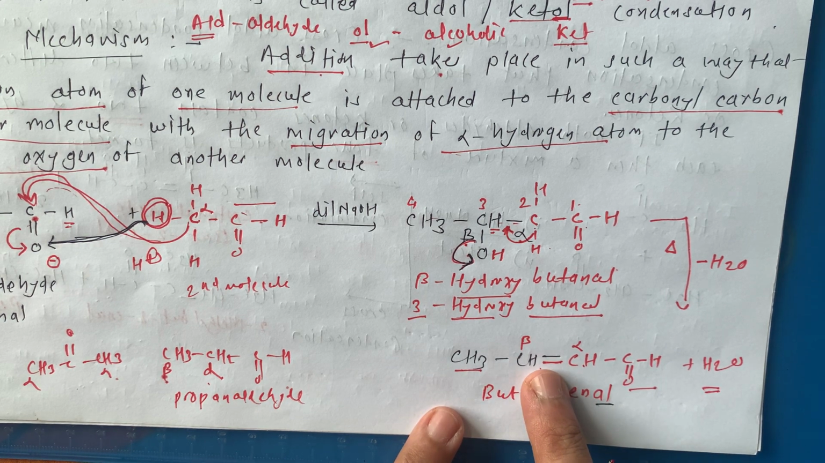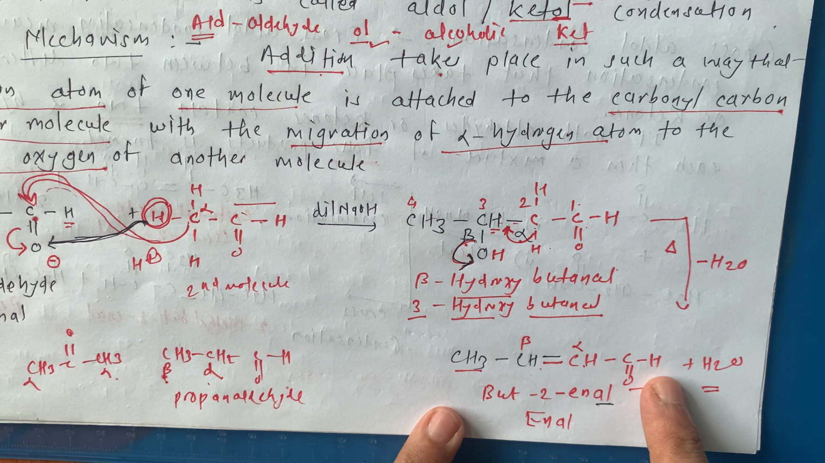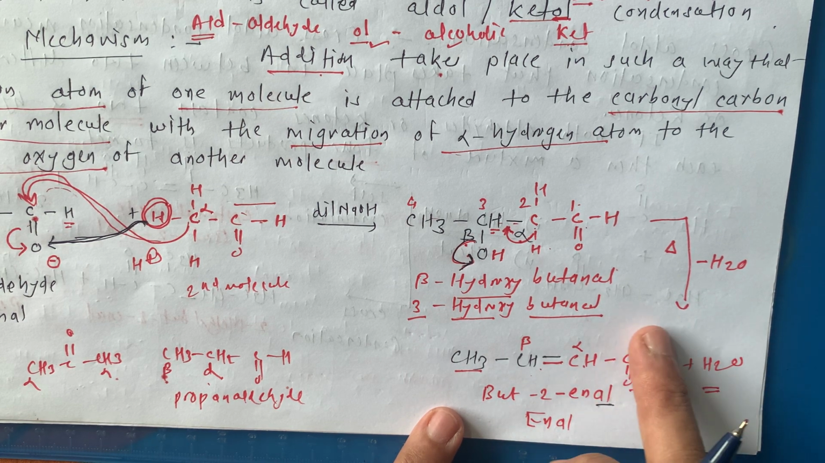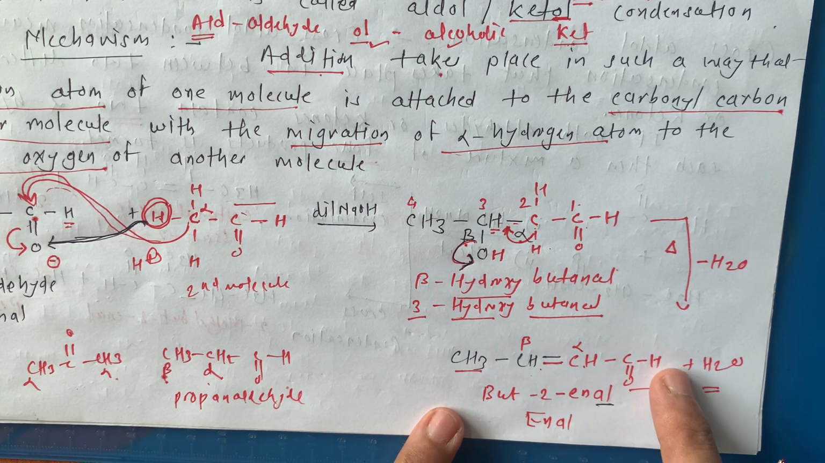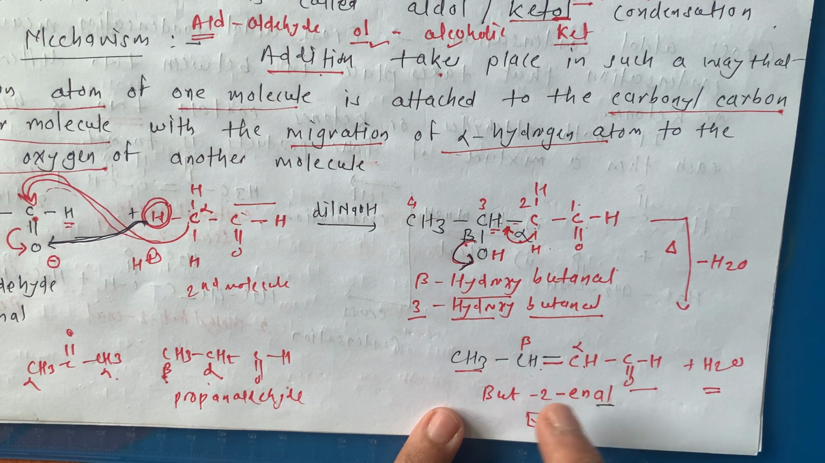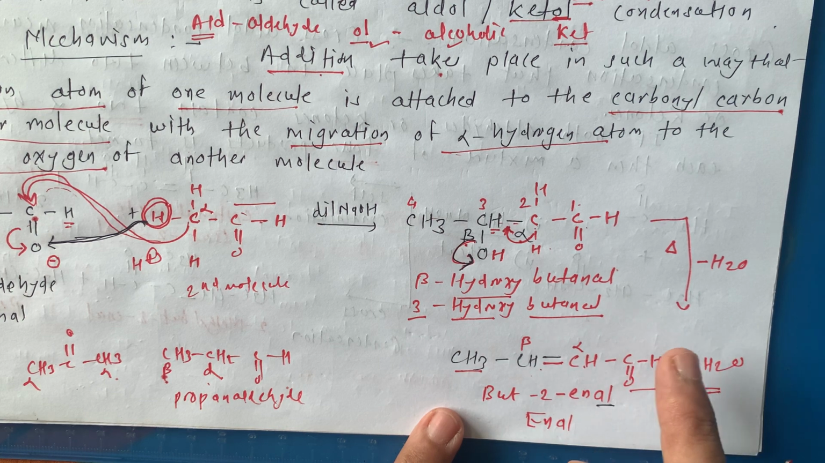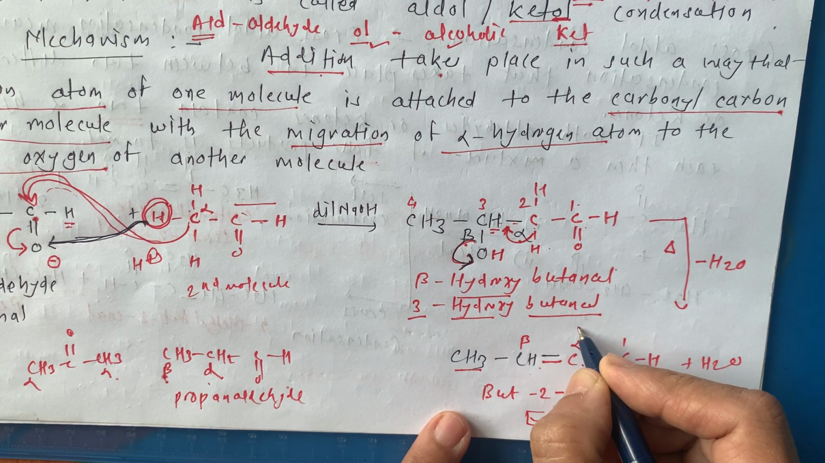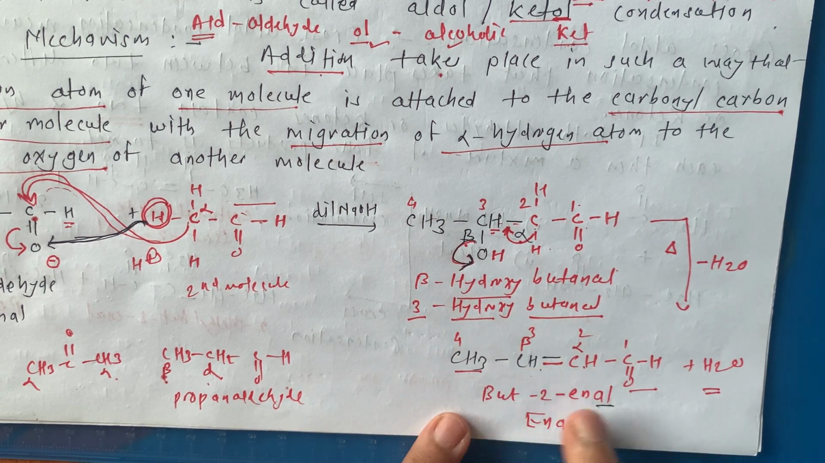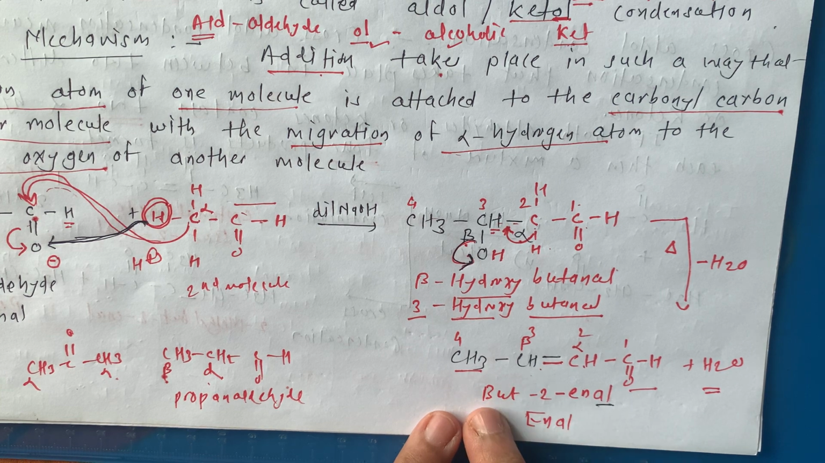Now we have to check what the structure is. In this compound there is a double bond as well as the aldehydic functional group. According to priority order, the aldehyde group has more priority than the double bond. So we write the aldehyde at the end, and treat this as a derivative of aldehyde, not a derivative of alkene. Remember this, because the aldehyde group has higher priority than the C double bond C. 1, 2, 3, 4: four carbons are there, so this is a derivative of butane.